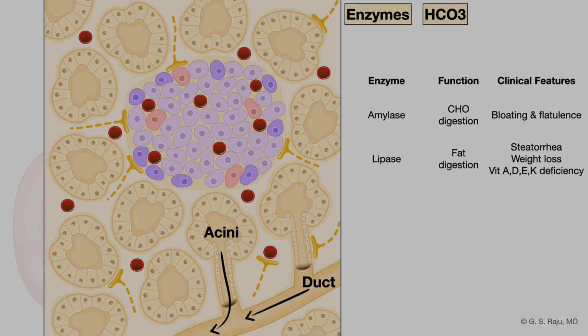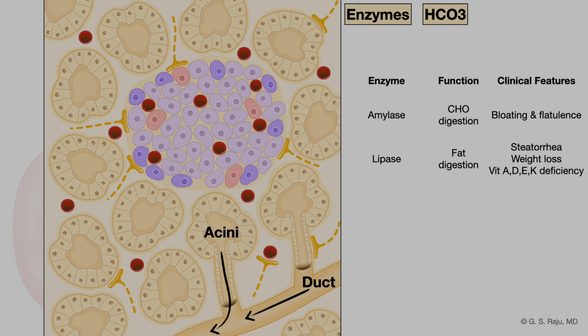Because fat is calorie dense compared to carbohydrate and protein, if you don't digest and absorb fat, you lose weight. And in addition, lipase is important for digestion and absorption of fat-soluble vitamins A, D, E, and K. So one can see fat-soluble vitamin deficiency also in patients with exocrine pancreatic insufficiency.